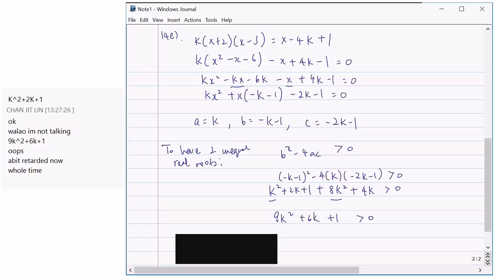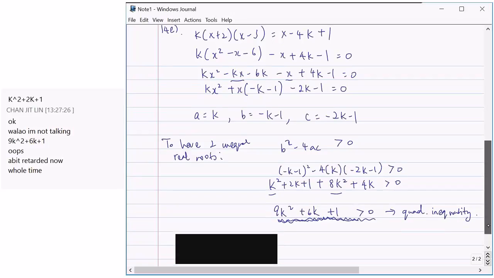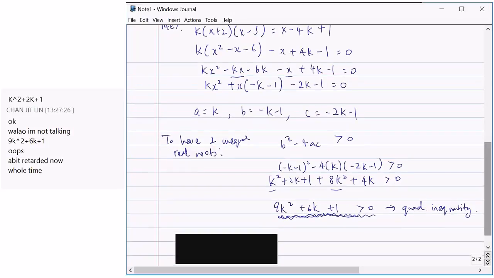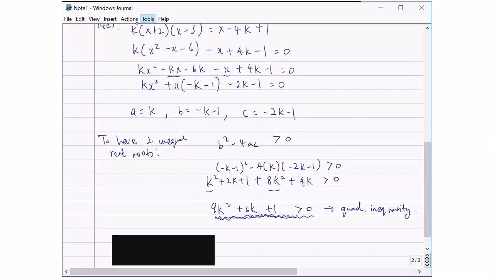Okay, look at the left hand side. Look at this entire thing. This entire thing is a quadratic inequality. So we need to use the technique we learned yesterday to solve quadratic inequality. So this one is a little bit complicated. So what's the first step I do? Karina, what's the first step you do to solve a quadratic inequality?